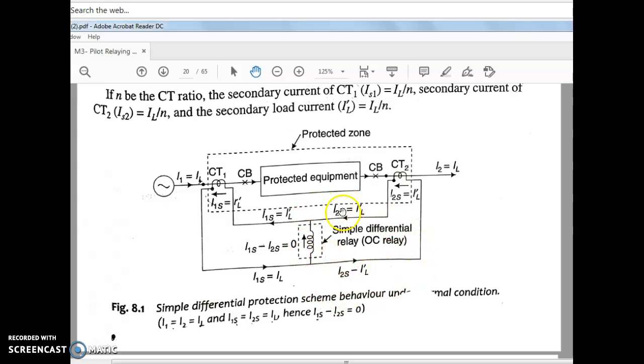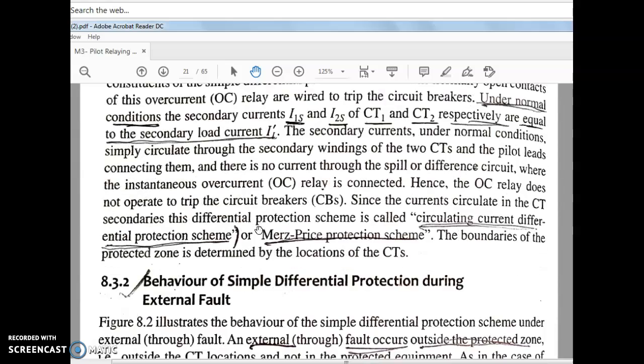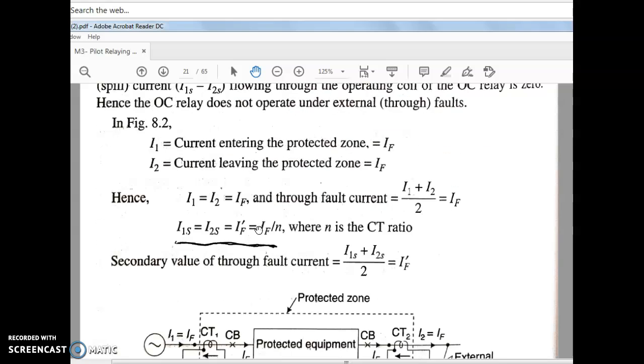This protection we can also call the circulating current differential protection scheme or Merz-Price protection scheme. The boundaries of the protected zone are determined by the location of the CTs. Is it clear? Both sides' secondary currents are equal to the load current. That is what we see in the simple differential protection. Usually the CT ratio is 1:1.